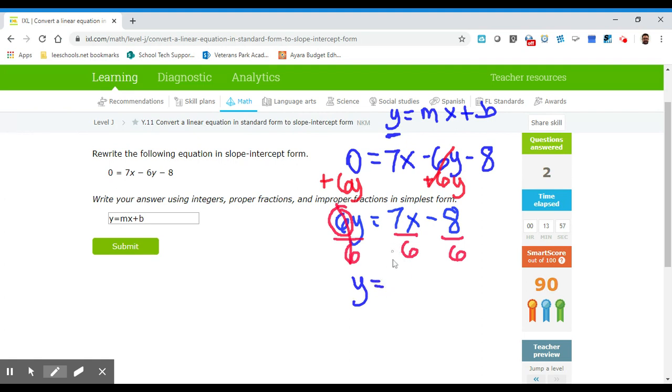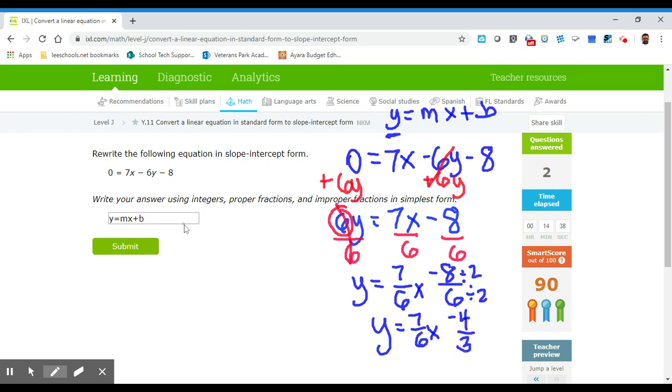And then we have a series of fractions. We have 7/6 x, and we have negative 8/6. Now, if we type this in, we will be incorrect because the directions say to write your answer using integers, proper fractions, and improper fractions in simplest form. We have a couple of even numbers in this last fraction, which means it will divide by 2. When you do that, you should get 7/6 x, and negative 8 divided by 2 is negative 4, and 6 divided by 2 is 3.